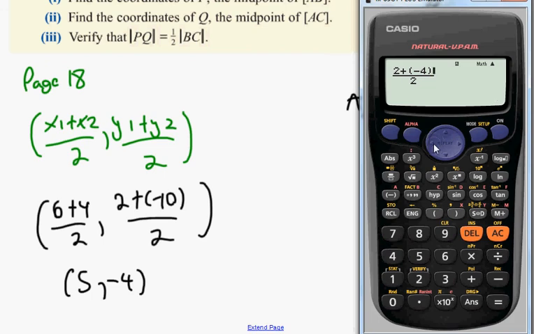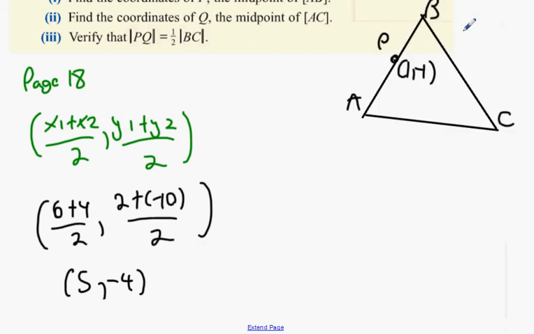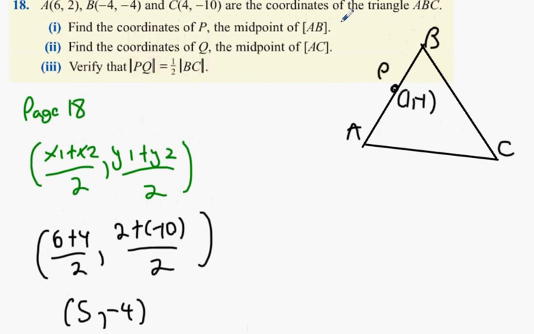So, if I was to just do it there, I'll do the y version. That's the minus 4. And then if I want the x version, I can just do 6 plus 4 divided by 2. And that's the 5. Okay? So, 5, minus 4. Done.